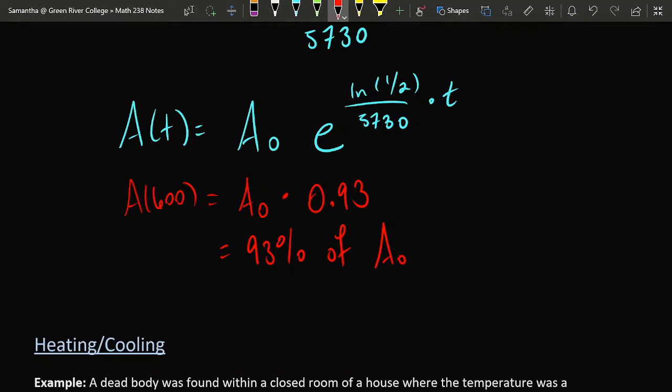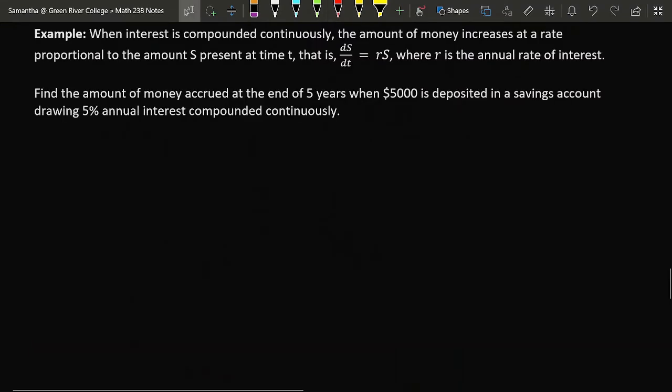So even though we have never actually learned the initial amount, we do have enough information to answer the question that was posed. What percent of the initial amount is remaining after 600 years? 93% is remaining. Another quantity that can be represented by using an exponential growth or decay model is continuously compounding interest.